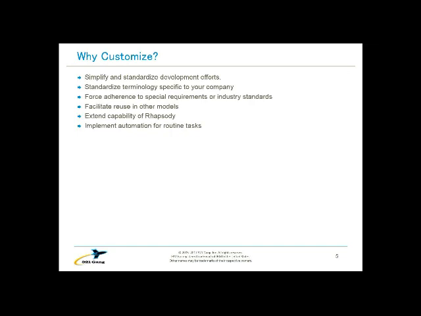A lot of industries are regulated. We need to force adherence to those requirements and industry standards. And again, Rhapsody can help with that, particularly if you use some of the automation tools we're going to be talking about a little bit later on. Then there's reuse in other models, capturing things that are common to your product line, for example, in a Rhapsody model, and reusing that no matter what your specific project happens to be.